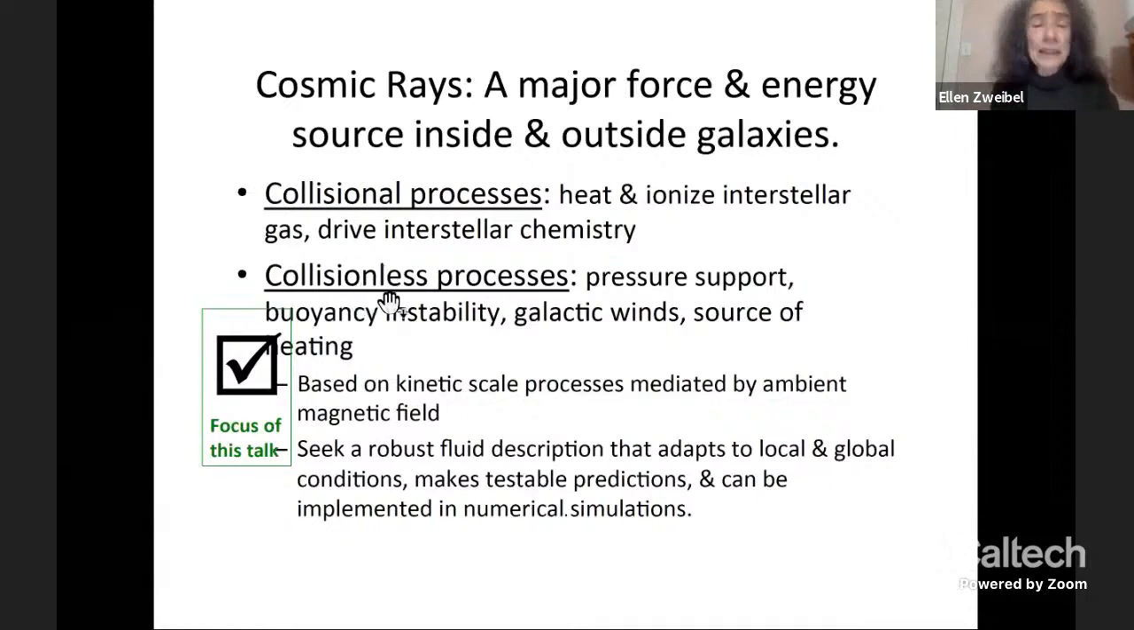What I'm going to focus on are the collisionless processes, which lead to the pressure support, can drive a large-scale buoyancy instability, thermal instability, galactic winds, and a source of heating. And these collisionless processes are all fundamentally based on kinetic scale mechanisms that are mediated by the ambient magnetic field, the interstellar magnetic field, the intercluster magnetic field, whatever the background field is. Since we can't do kinetic scales on kiloparsec or certainly megaparsec scales, we're going to be trying to develop a fluid description that's relatively robust and that adapts to not only the local, but the global conditions, and how it can be tested and how it can be implemented in numerical simulations. So that is the program.